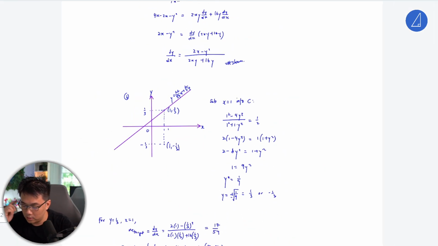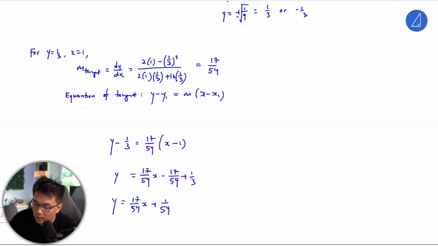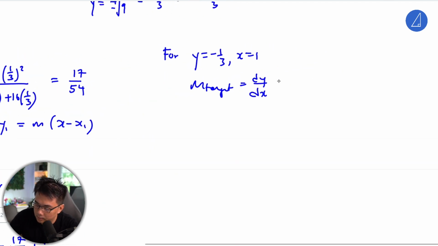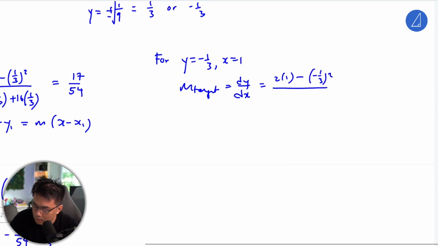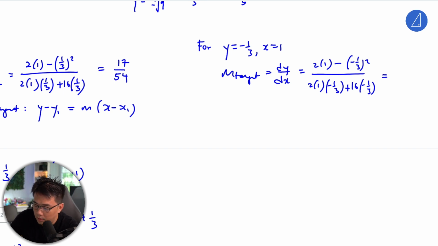Okay, great. So now we're going to find the other equation of tangent. The other equation of tangent will be when y equals negative 1/3. You do the same thing. The gradient of the tangent here, just replace it in. I believe it's negative 17 over 54.